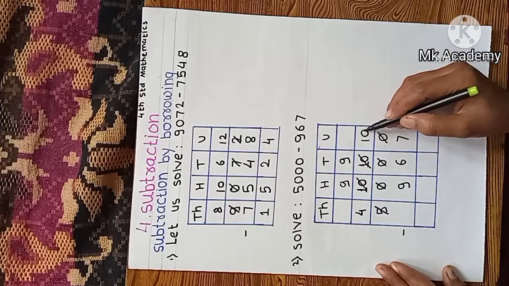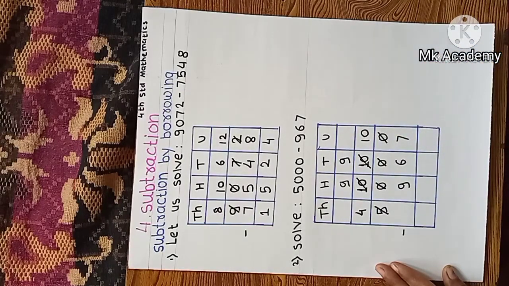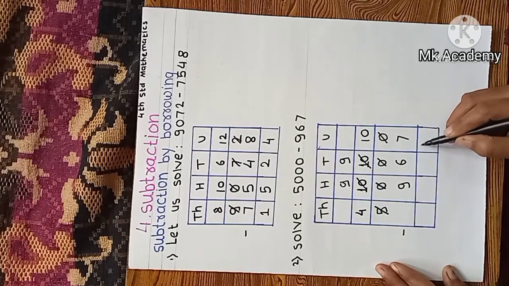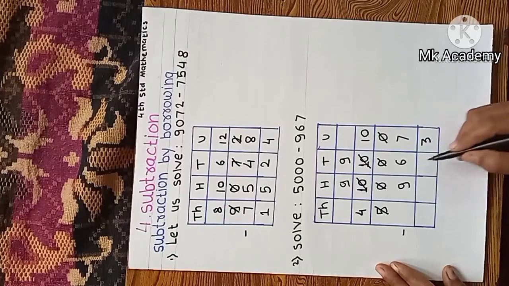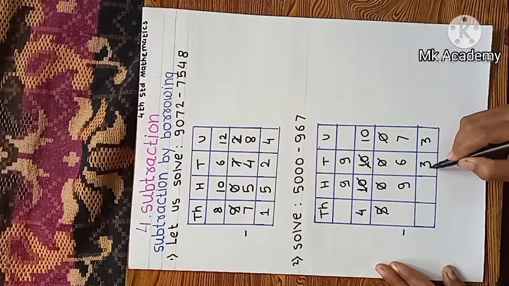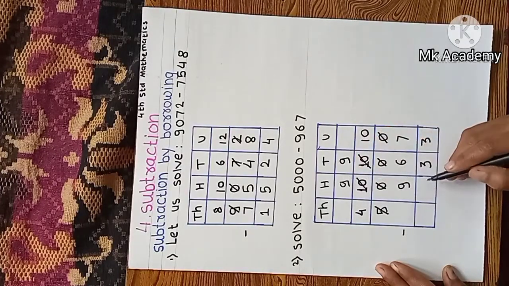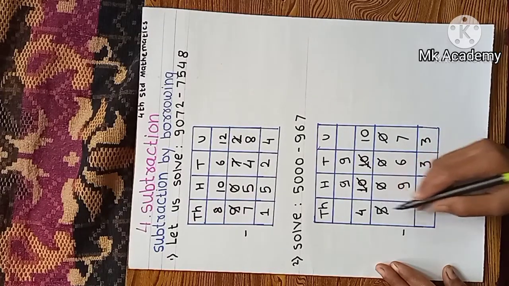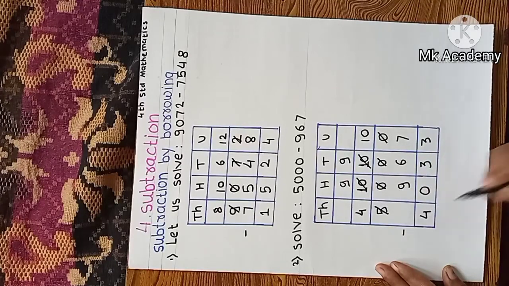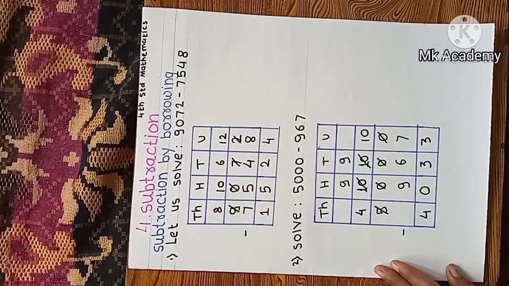Now this 10 units minus 7 units, how many units remaining? 3. 9 tens minus 6 tens, how many tens remaining? 3. Now 900 minus 900, how many hundreds remaining? 0. And 4000. The answer is 4033. Understood? Now we solve the exercise on this subtraction by borrowing.